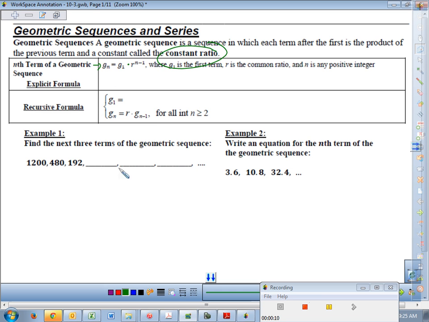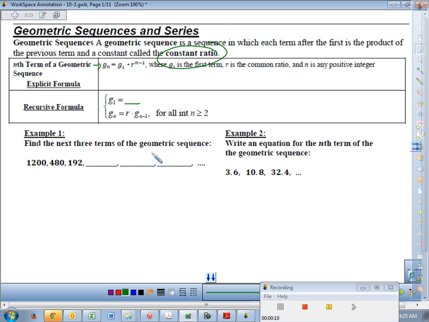And then the recursive formula we'll deal with today also. It's the same concept. You'll do the two situations. You got to know the first term. The nth term will then be that ratio times the previous term for all integer n's greater than or equal to 2. So let's check this out.